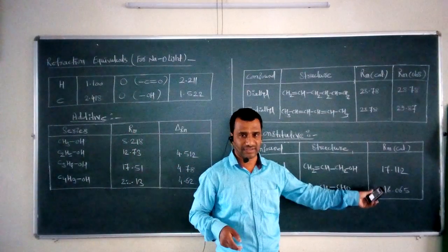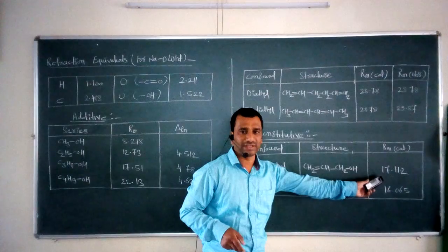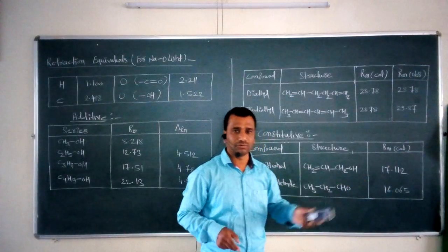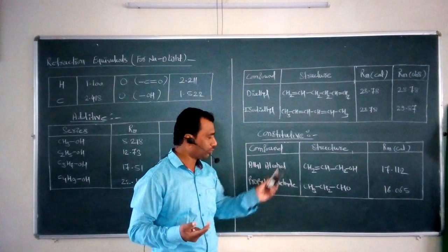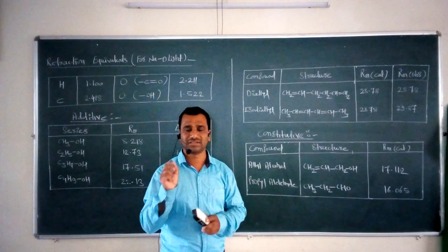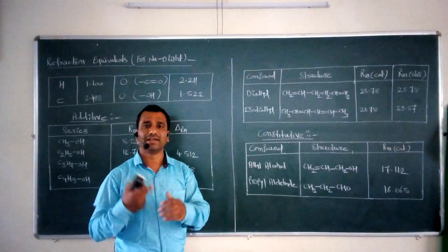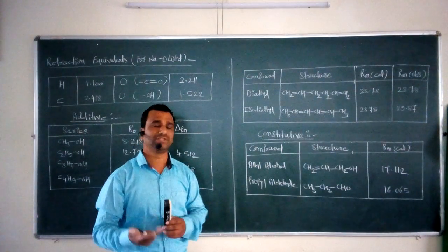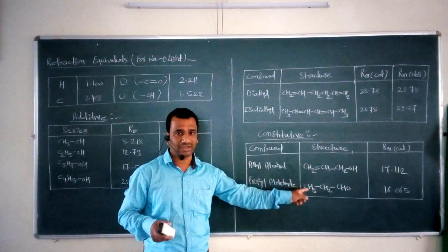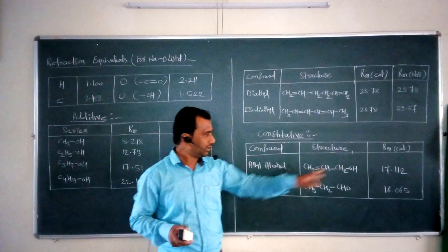for the first compound, that is the magnitude of molar refraction for allyl alcohol, is more than that of the propylaldehyde. And why is this so? For this we have to consider the constitutive property. Constitutive means construction. What is the construction of this molecule? If we look at the difference between these two compound structures, the first difference is that the first has the OH functional group, the second has the CHO functional group.